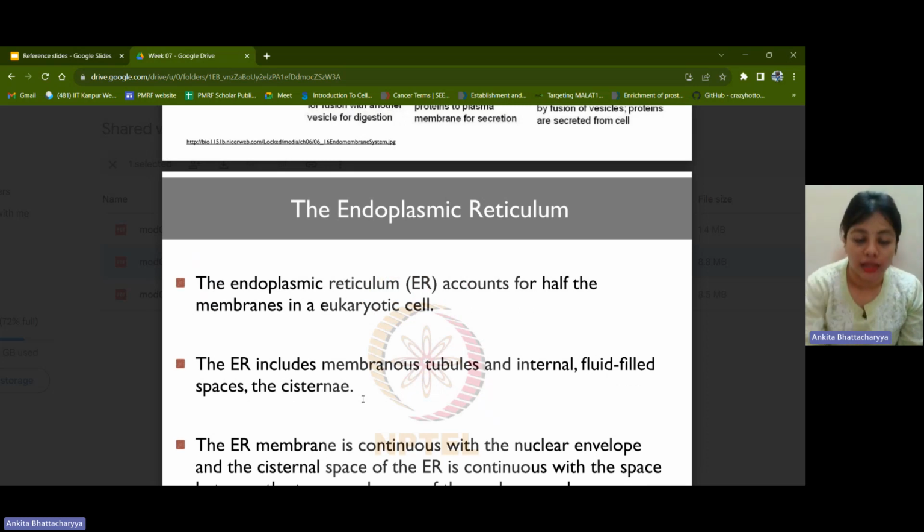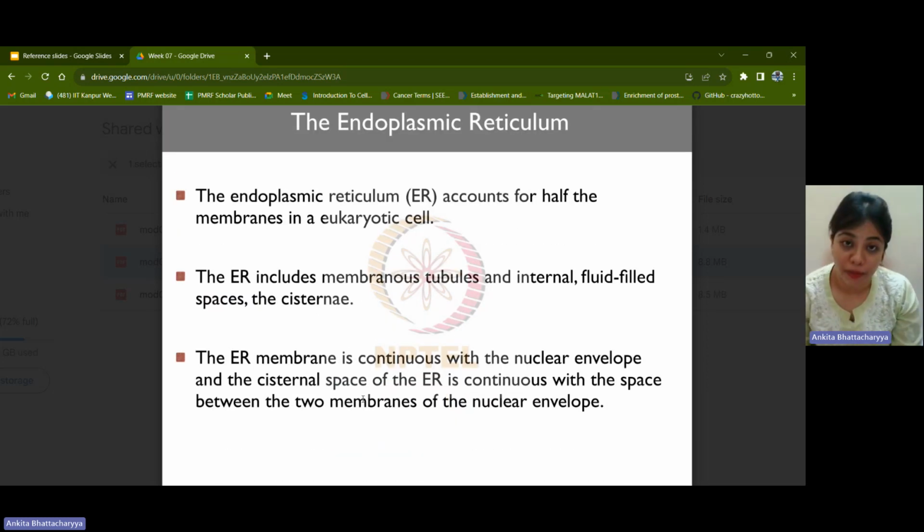So first we look at the ER. The ER accounts for half of the membranes in a eukaryotic cell. Like I said, it's a very extensive network, and it performs such an intensive and important job for the cell. It needs to occupy that much space because it is carrying out that important job. And this is not the only job the endoplasmic reticulum has. There are other metabolic functions as well, taken care of by this compartment, and if you read more, more things are getting discovered every day. So the ER includes membranous tubules.